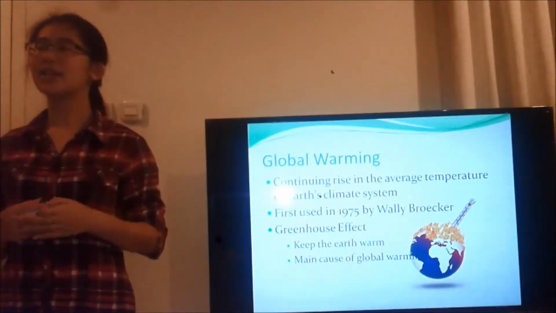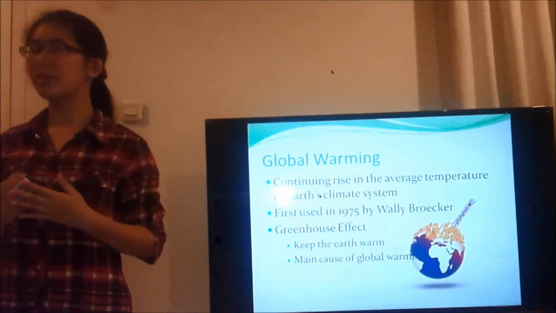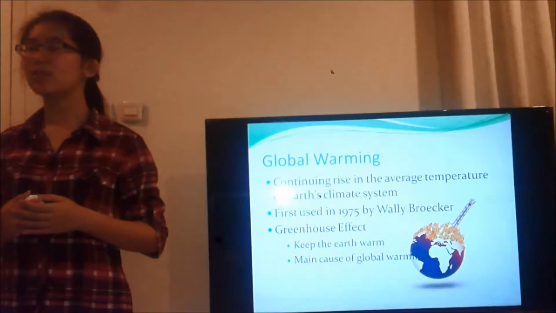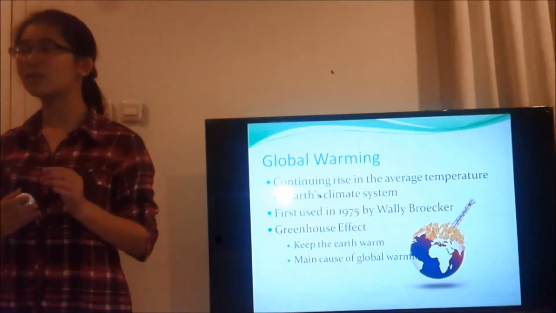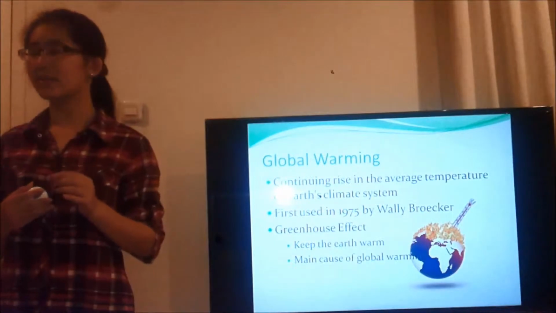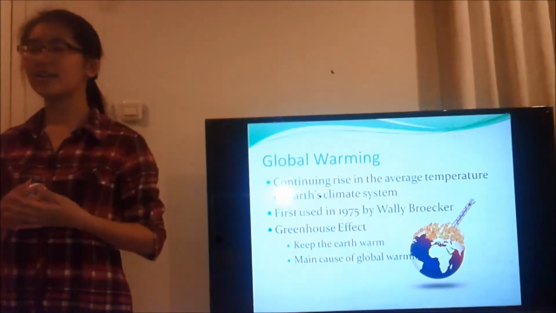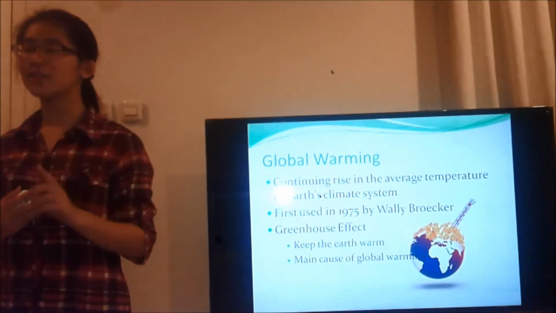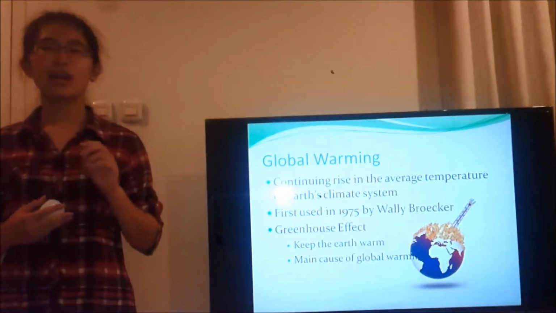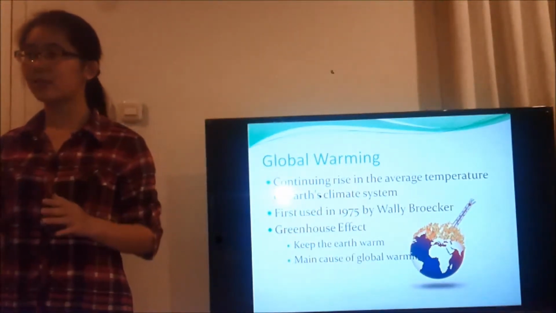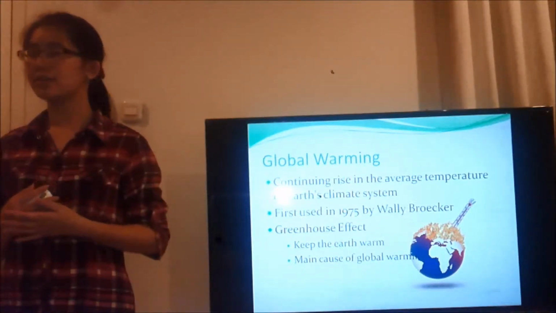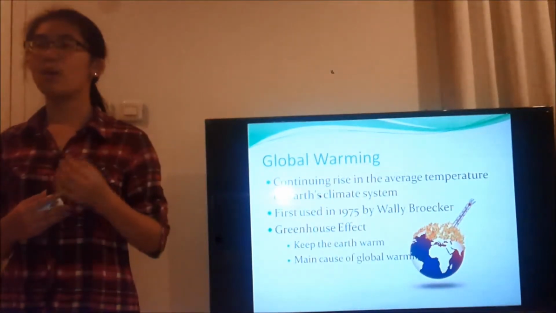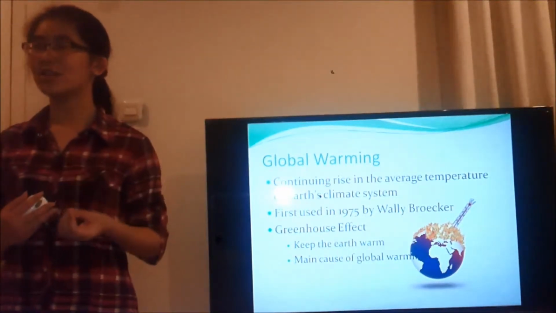First, global warming. As many of you know, global warming is a term that is used to describe the rise in Earth's temperature. This term was first used in 1975 by Wally Broecker, a geochemist, in his article about climate change. When we are talking about global warming, we are also talking about the greenhouse effect. The greenhouse effect is a phenomenon that is very important to the Earth. This effect keeps the Earth warm, and it is also the main cause of global warming. Why is it? We are moving to the next point, the cause of global warming.